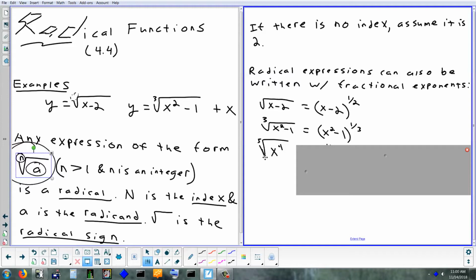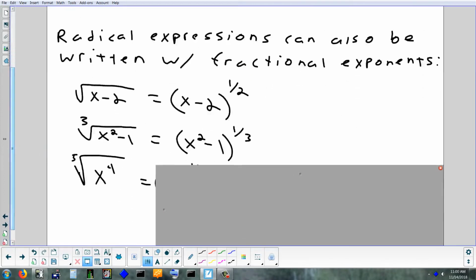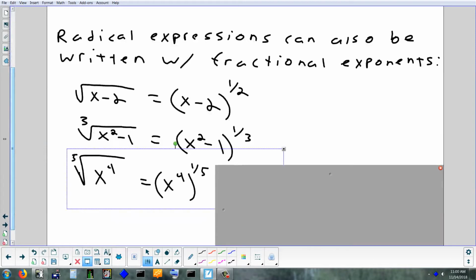So how about a 5th root? What exponent would I use for a 5th root? 1/5. Now, out of all these examples, the only one that it actually even really makes sense to do this on is the last one. Because when I do it, I still have the radicand, but now it's x to the 4th to the 1/5. And there's a rule, whenever you have a power to a power, you can do something with the 4 and the 1/5 to put them together.